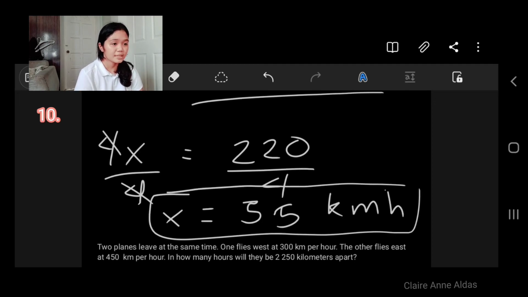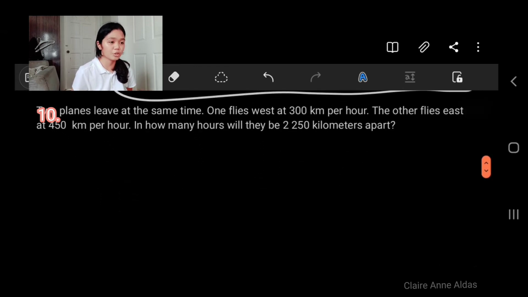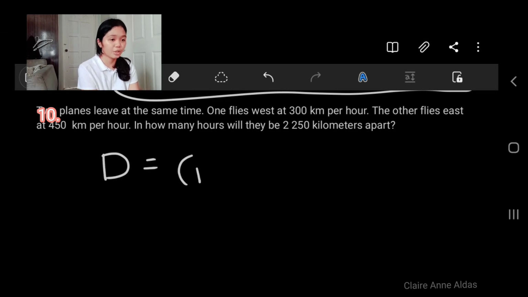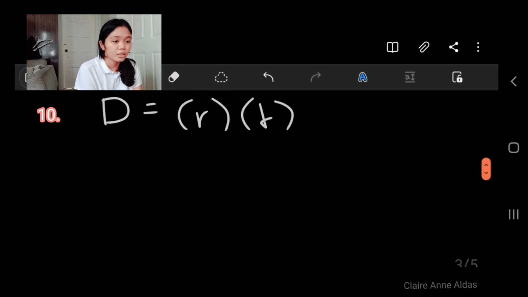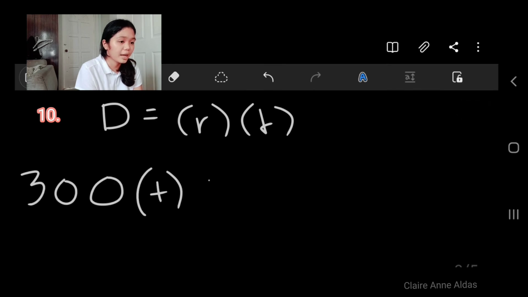2 planes leave at the same time. One flies west at 300 km/h, the other flies east at 450 km/h. How many hours will it take for them to be 2,250 kilometers apart? So same formula. So 300 multiplied by time plus 450 multiplied by time equals 2,250.